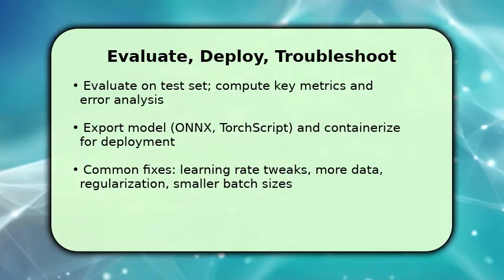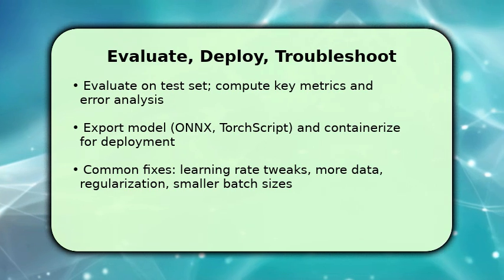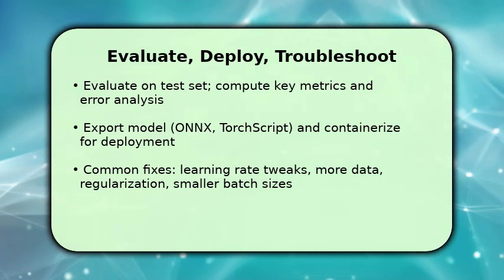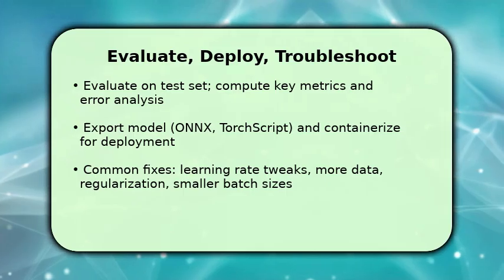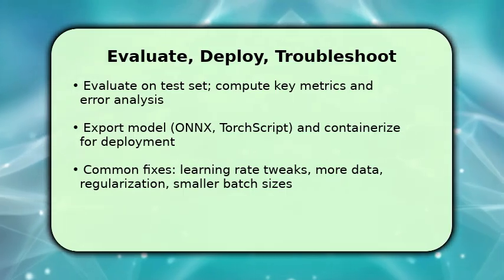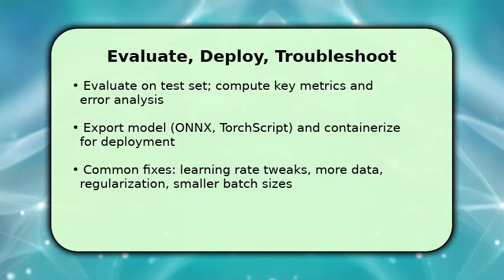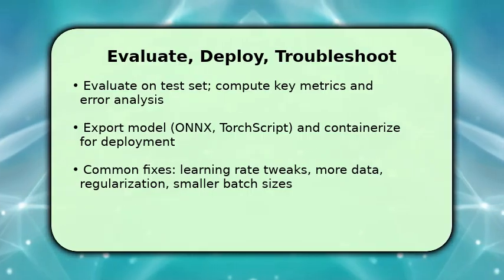If validation diverges, reduce the learning rate or add regularization. Also try more labeled data or smaller batches. These steps often resolve instability and improve generalization quickly.